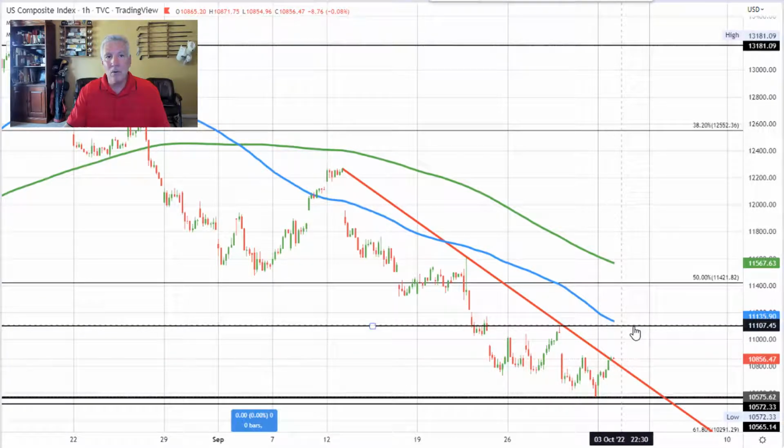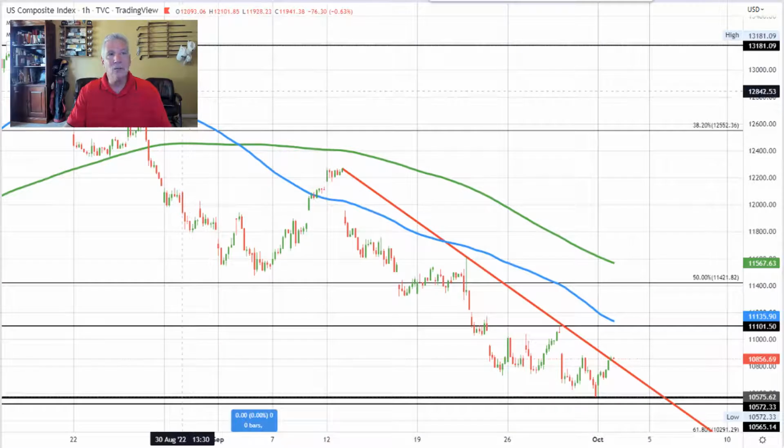We have our falling 100-hour moving average. It comes in at 11135.90. So, and that's moving lower, starting to get closer to this high. So getting above that area between the 11100 and 11135 would be a key target on the top side.